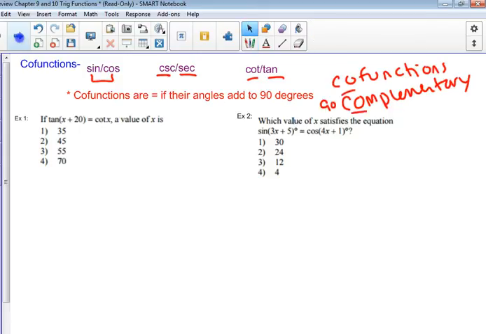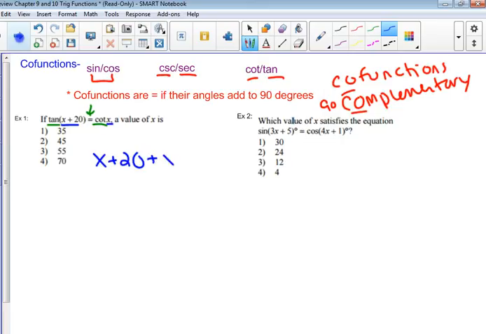So if you notice that you have two functions that are co-functions, tan and cotan, and they're saying that these two trig functions are equal, what would you know about their angles? They have to add to 90. Good. So if we take the two angles, x plus 20 plus x, it has to equal 90. So they want us to find x here. So combine like terms.